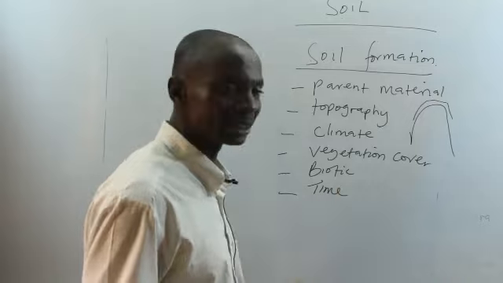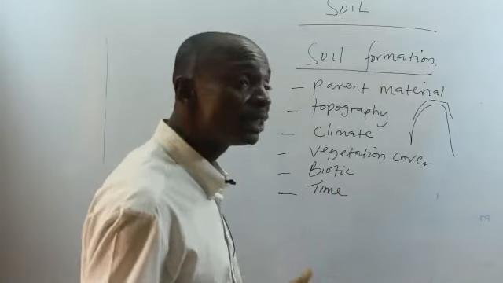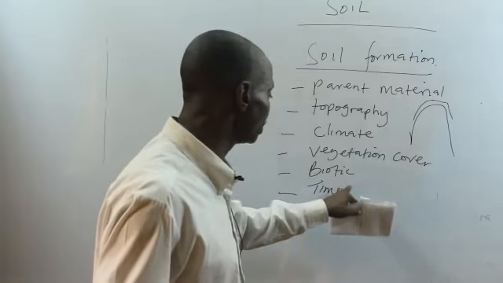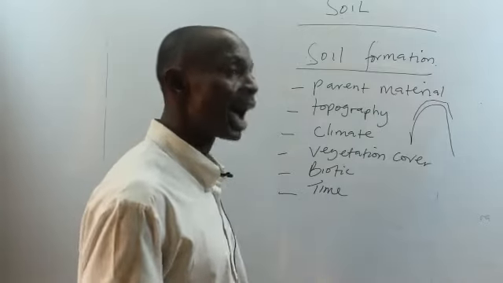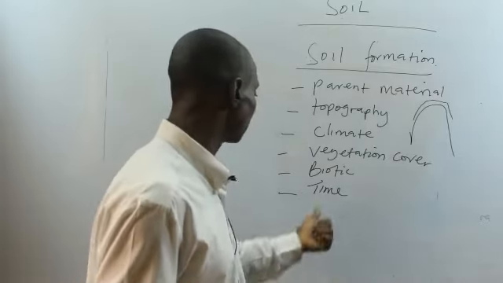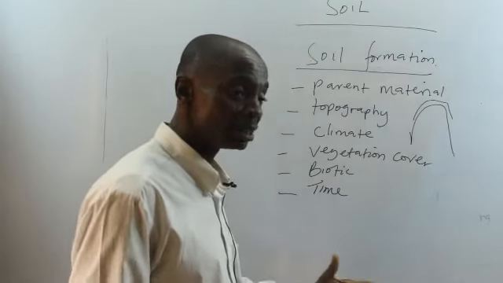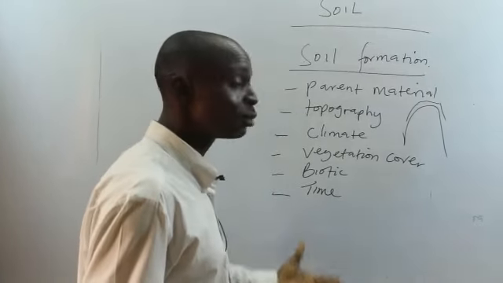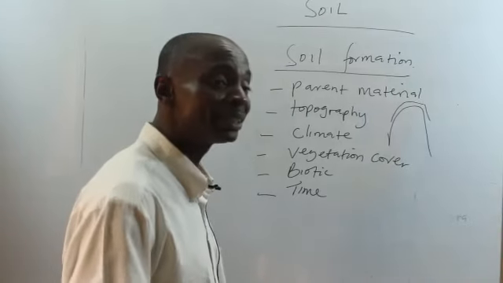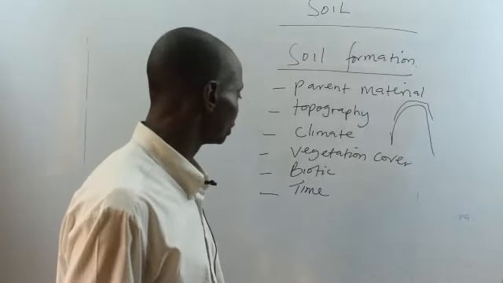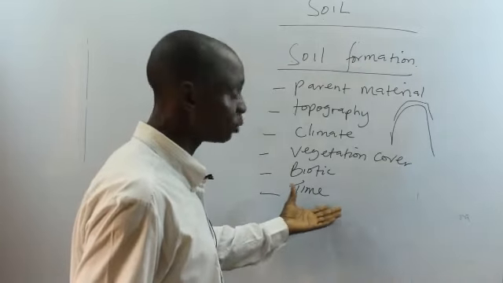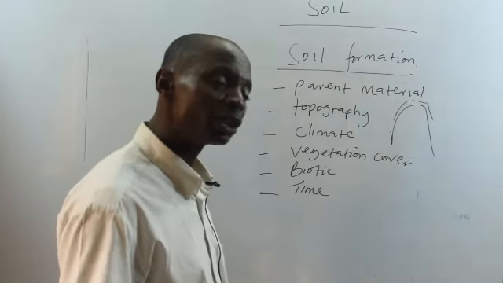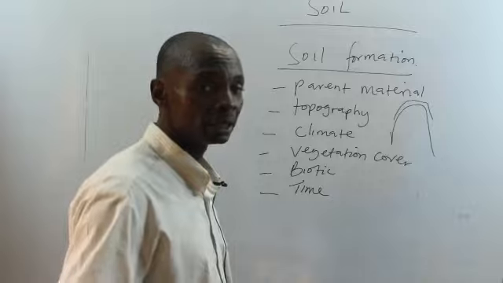We talk about biotic. This is the living organism within the soil. This living organism within the soil can also act upon the soil formation. Then we have time. It takes time for soil to form. Where you have enough time for soil to form, to complete the cycle of formation, the soil will come out matured. But where there is no time, the process of soil formation is truncated, and it will affect the formation.